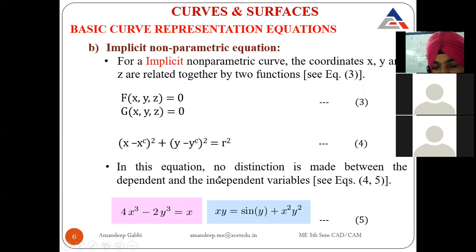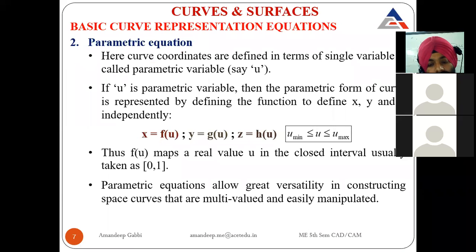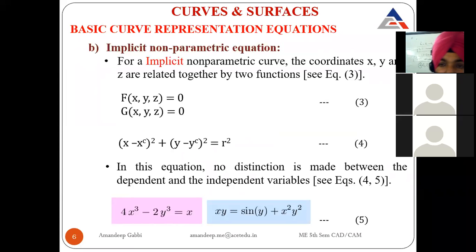In this equation, no distinction is made between the dependent and independent variables. These can be any of these, y and z, z and x, or x and y, any of the two variables. The x, y, and z coordinates of any point P will be dependent on either x minus x, y minus c, and so on. It depends on it. So this is all about non-parametric equation.